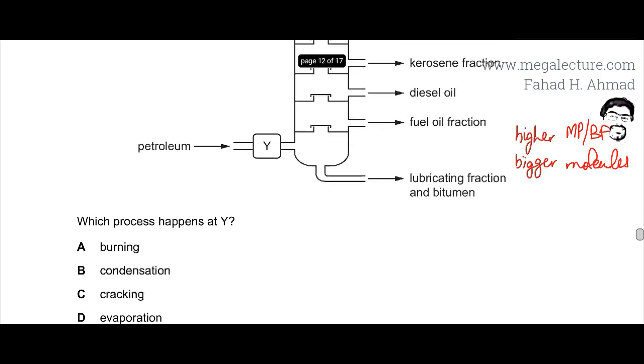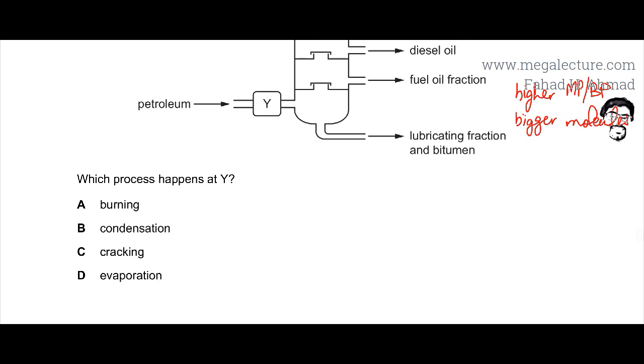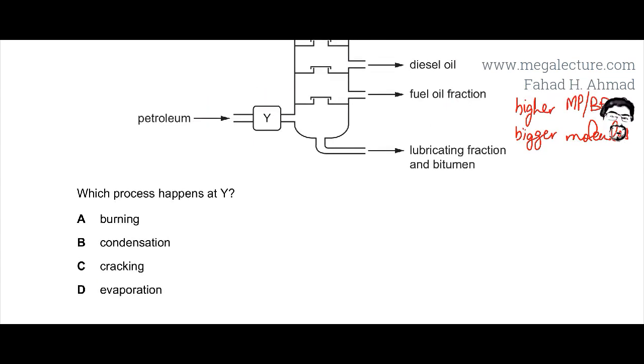Now, the question is, which process happens at Y? Y is the part where you're evaporating crude, this petroleum. You're evaporating it. So the correct option is going to be evaporation.